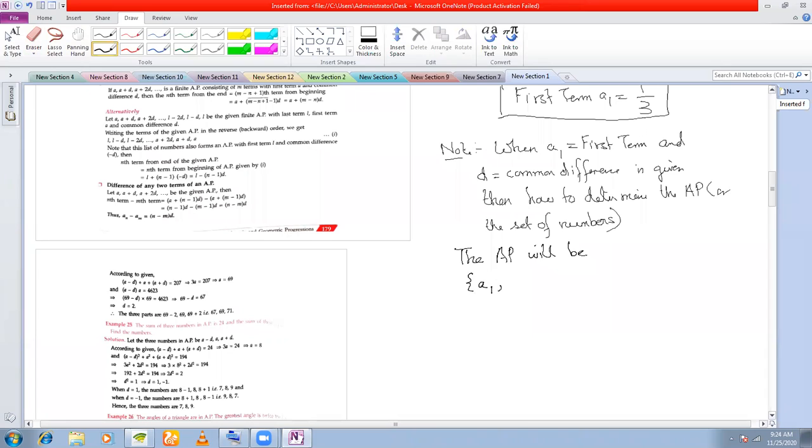first term, A1. Then the second term can be taken as A1 plus D. The third term can be taken as A1 plus 2D. The fourth term can be taken as A1 plus 3D, and so on. We'll come to the nth term a little later. But for the time being, remember that if the first term and the common difference are given to you, then this is the formula, or this is the way you will determine the AP. The first term will be A1, the second term will be A1 plus D, the third term will be A1 plus 2D, the fourth term will be A1 plus 3D, the fifth term will be A1 plus 4D, and so on. Okay, so coming back to this problem here.